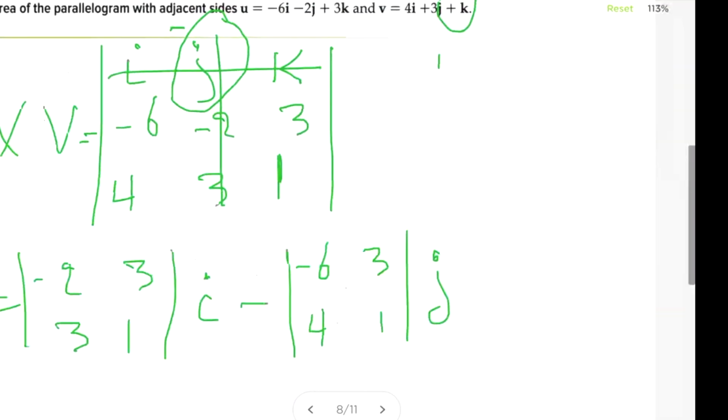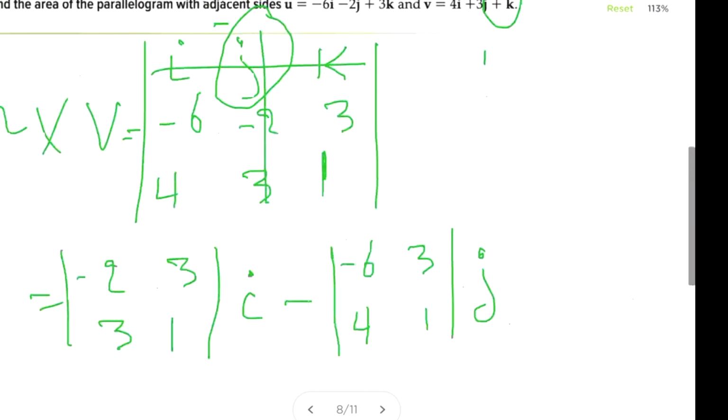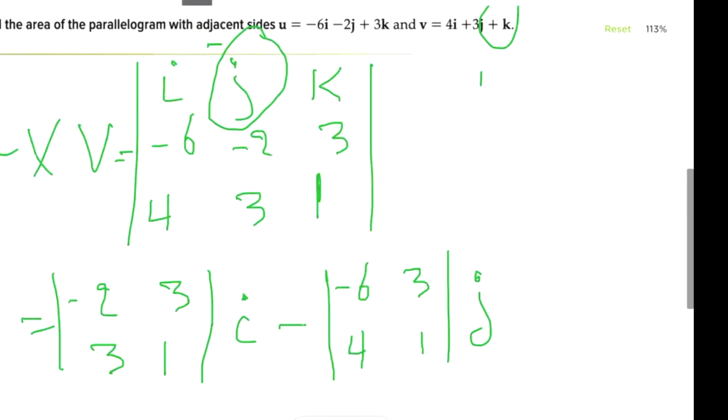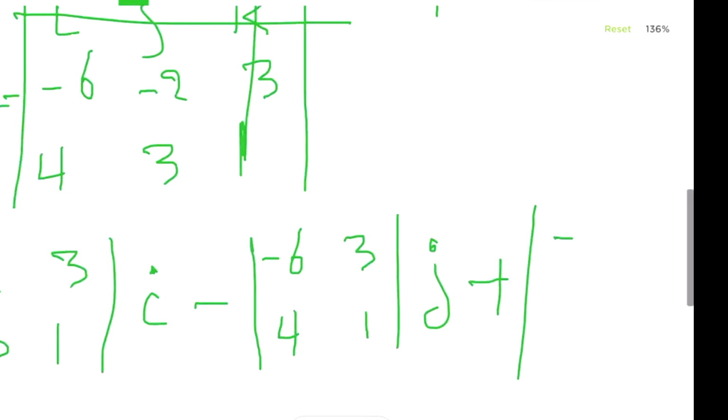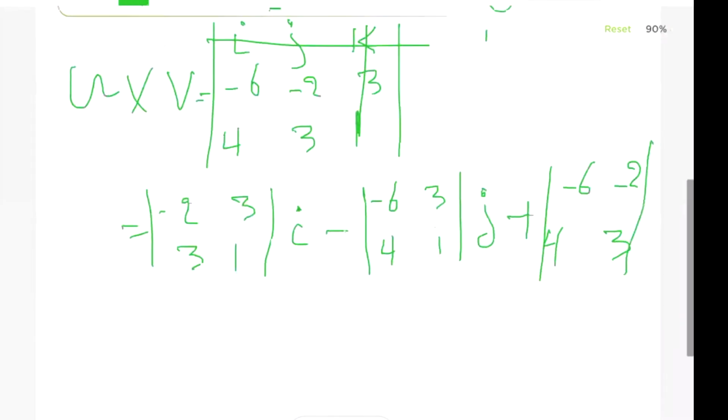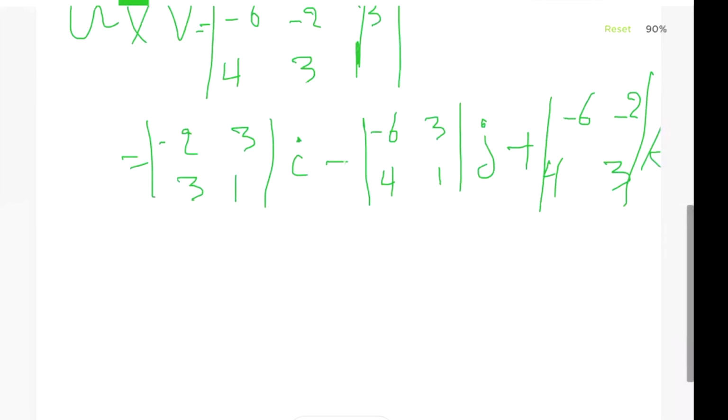Okay. Now, we cross the k column and the k row. And we get plus negative 6, negative 2, and 4, 3. Please just remember how to do it. This is times k. One more time. You have to cross multiply here, so you get negative 2, 3 times 3 is 9, but with minus.